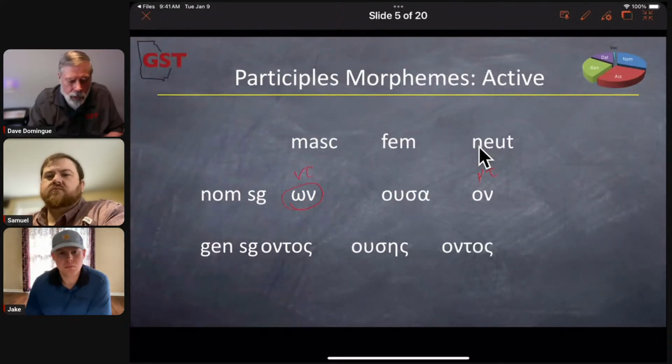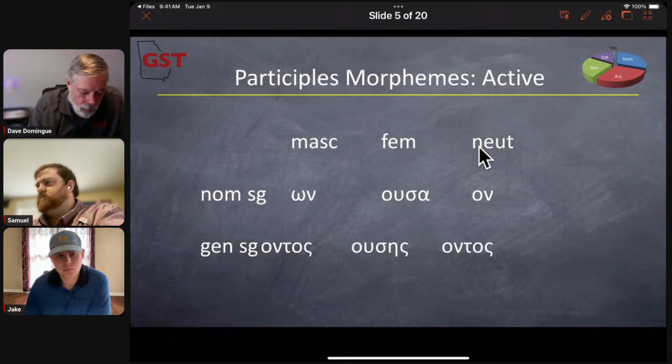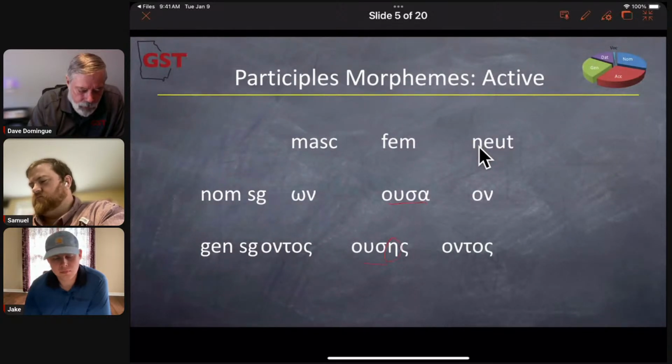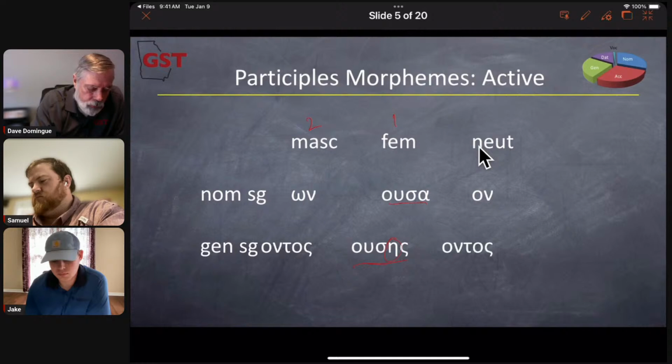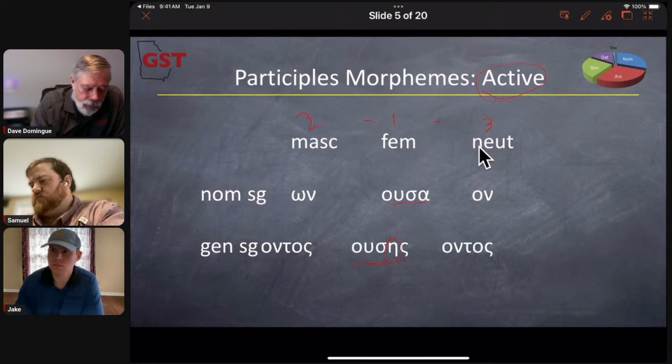So anyway, I wanted to highlight that. Maybe it's not of interest to you. The feminine uses the usa or usace in the genitive form. And again, we're doing a 3-1-3 pattern. So the active morphemes, the key here that I want you to remember is the new tau.